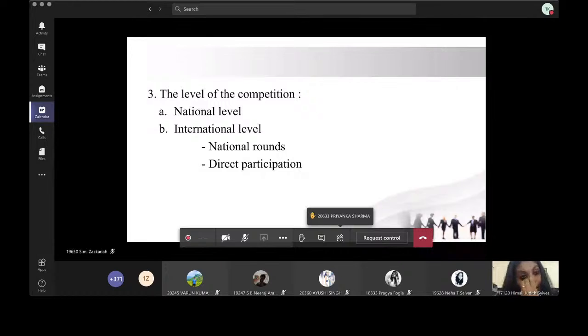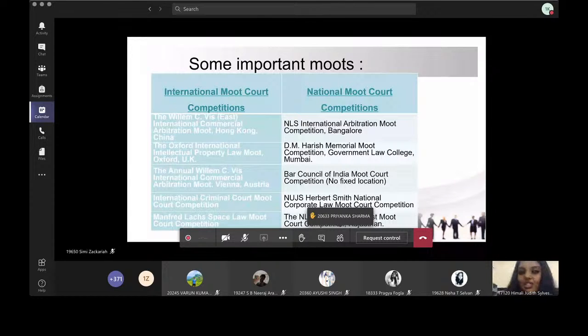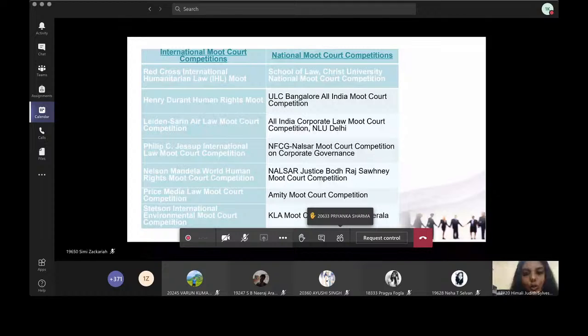Now I'd like to bring to your notice certain important moots. So we begin with national moot courts. Always the NLS moots are the best. So the NLSIU arbitration moot competition organized in Bangalore is one of the best national moot courts. The second is the one organized by Government Law College, Mumbai. Then there's the Bar Council of India that organizes a moot court competition as well. Then you have two other NLUs. One is NLU Calcutta and the other NLU Jodhpur, which organize these competitions.